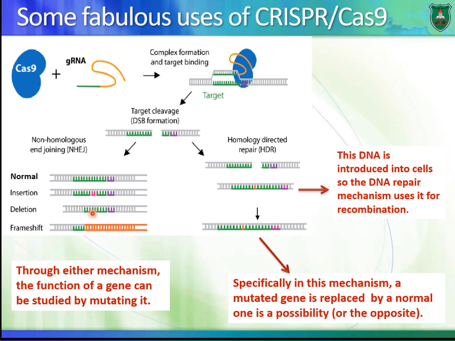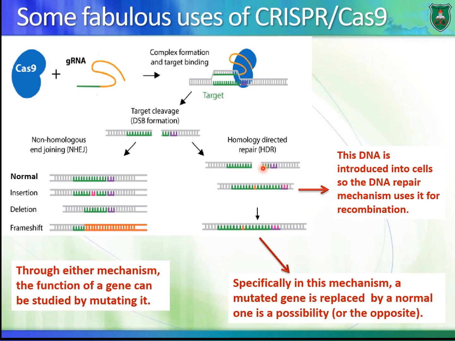Okay? Now, the thing with the homology repair system is that what we do is not only insert into these cells the Cas9 and the RNA molecule, the guide RNA, we also can insert a DNA piece that is homologous to the gene that we want to, let's say, quote unquote, repair.